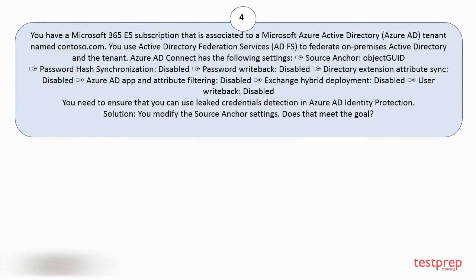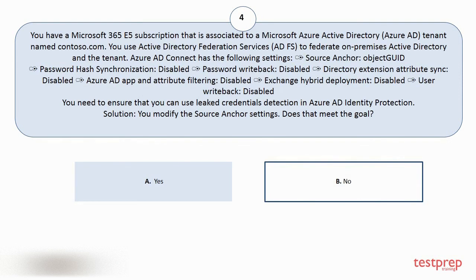Question number 4. You have a Microsoft 365 E5 subscription that is associated to a Microsoft Azure Active Directory, Azure AD, tenant named Coneso.com. You use Active Directory Federation Services, ADFS, to federate on-premises Active Directory and the tenant. Azure AD Connect has the following settings. You need to ensure that you can use leaked credentials detection in Azure AD Identity Protection. Solution: you modify the source anchor settings. Does that meet the goal? Your options are: A. Yes. B. No. The correct answer is option B.